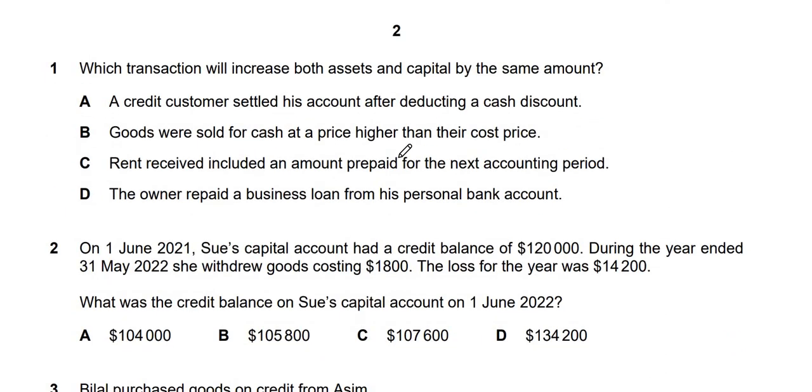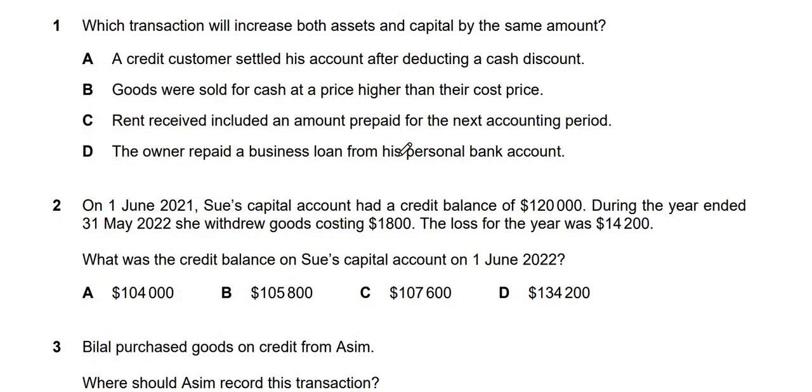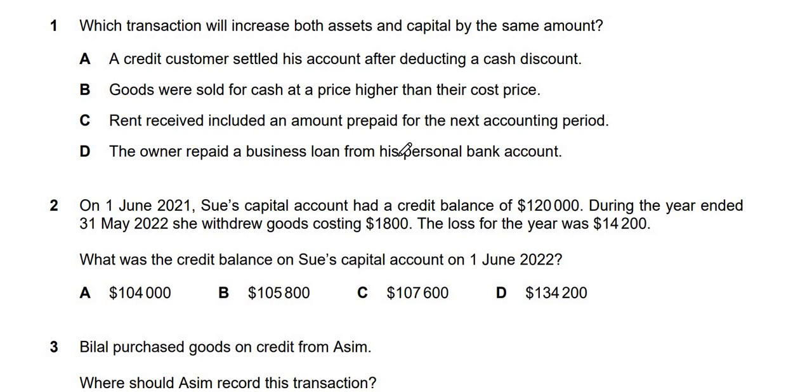Alright. So the first question we have over here says, which transaction will increase both assets and capital by the same amount? Alright, so look, it says a credit customer settled his account after deducting a cash discount. Goods were sold for cash at a price higher than their cost price. Rent received included an amount prepaid for the next accounting period, and the owner repaid a business loan from his personal bank account.